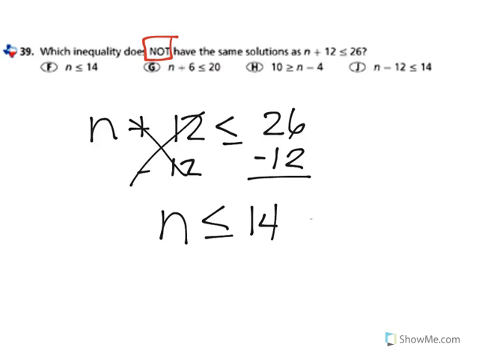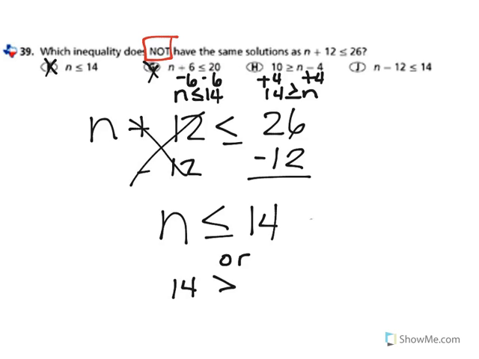F is the same as mine, so I know that's not my answer. When I go to G, I subtract 6 from both sides, and I have N is less than or equal to 14. So that's the same solution. I go to H, and I have to add 4 to both sides. So I have 14 is greater than or equal to N. Well, that's the same thing as my problem, because this could be 14 is greater than or equal to N.